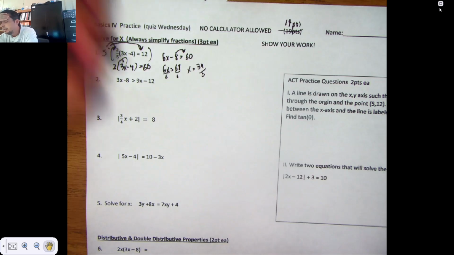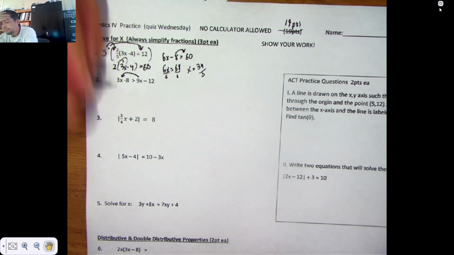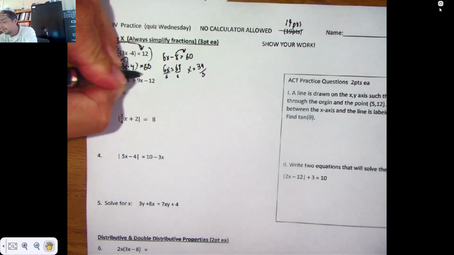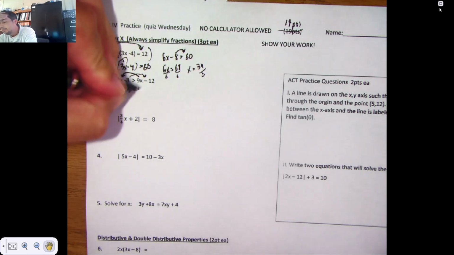Number 2 is a simple inequality. It really is. 90% of y'all like moving left, so let's just move left. 3x minus 9x is negative 6x. And negative 12 plus an 8, because when we jump symbols, whether it be an inequality or equality, we change sign. Negative 12 plus 8 is negative 4.